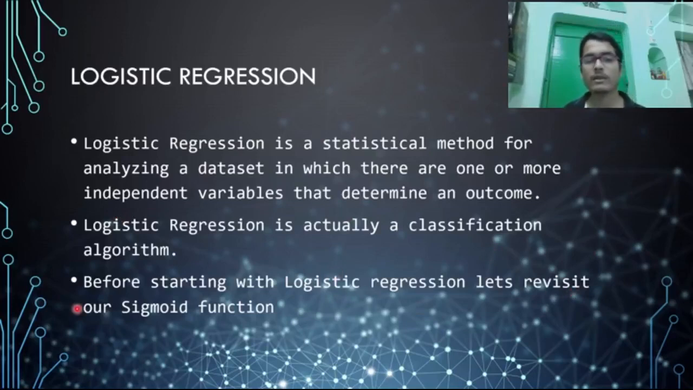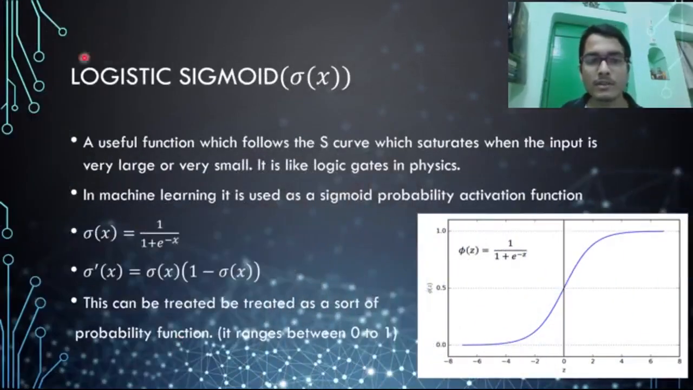This was a function which I have already explained in our mathematics for machine learning video, whose link you can also find in the description. So let us revisit that slide. It is a very useful function which follows the S curve, which saturates when the input is very large or very small. It is like logic gates in physics. As you can see, this is the function phi z or sigma x, we can also say that. It is 1 by 1 plus e to the power of minus z.